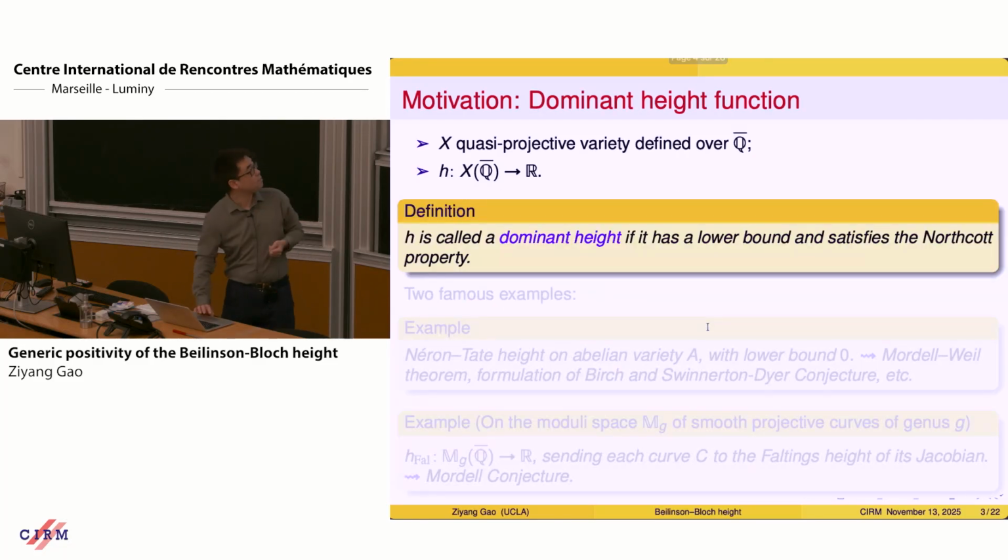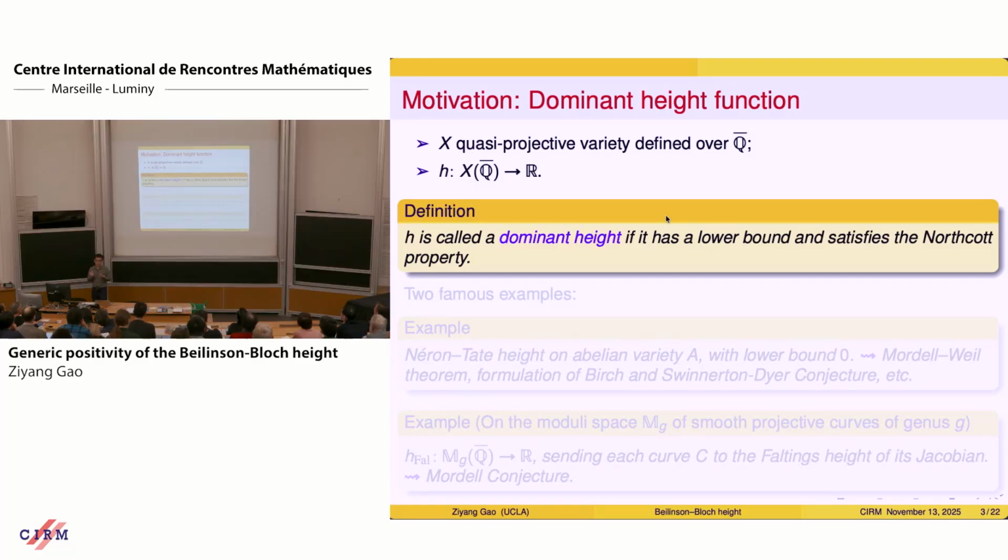And next, let's make it into something abstract. Let's talk about a quasi-projective variety. Pay attention, here is a quasi-projective variety defined over a number field. And let's take any function from the set of algebraic points to R, any function. We call this function a dominant height or Weil height if, first of all, it has a lower bound, and secondly, it satisfies the Northcott property. That just gives the name dominant height.